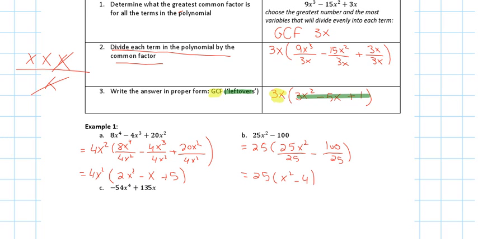Okay, how about C? So I have negative 54x to the power of 4 plus 135x. 9? Can you divide 135 by 54? Yeah, but it's not a factor because it's going to give you a decimal. Right? It can't be a decimal. So when you divide by it, it can't be a decimal.